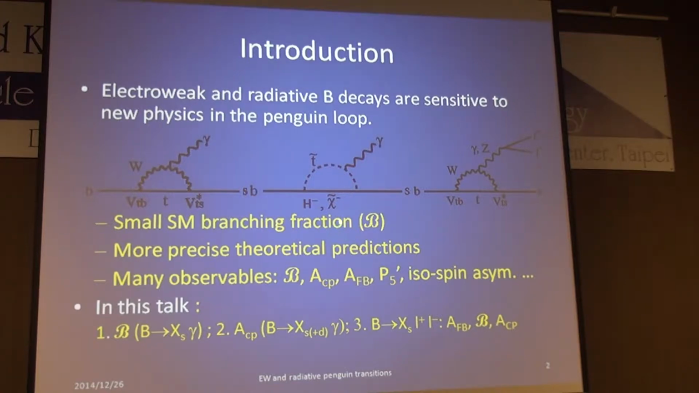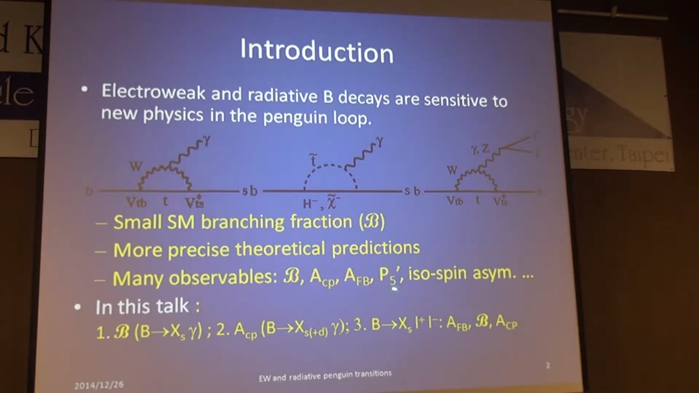And theoretically, the cross-section predictions or the branching fraction predictions are more precisely calculated compared to hadronic decays. That's also an advantage to study these channels. Especially in the electroweak penguin case, there are many observables we can use to probe new physics, such as the CP asymmetries, forward-backward asymmetries, isospin asymmetry, and also some other observables such as P5 prime.